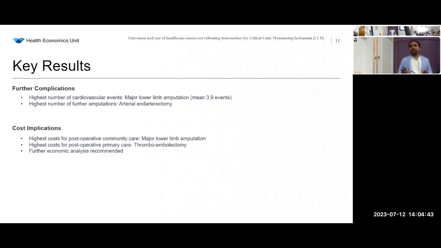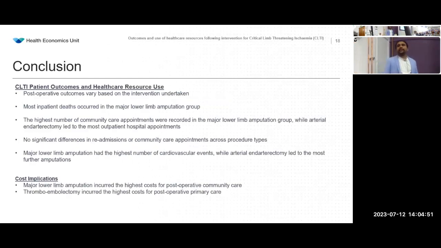We also recommended a further economic analysis, which our health economics team has done. So what was the conclusion?